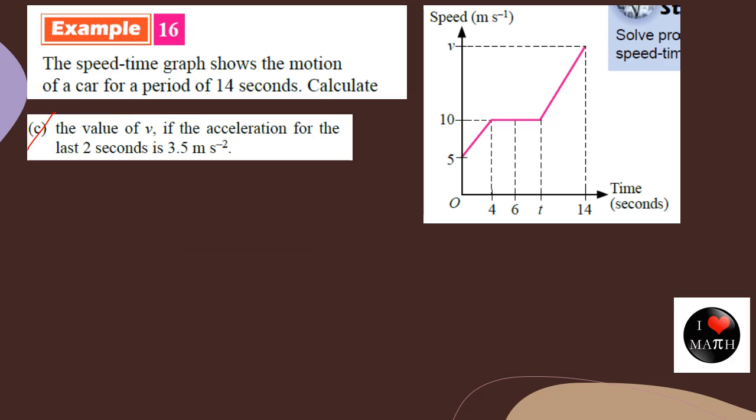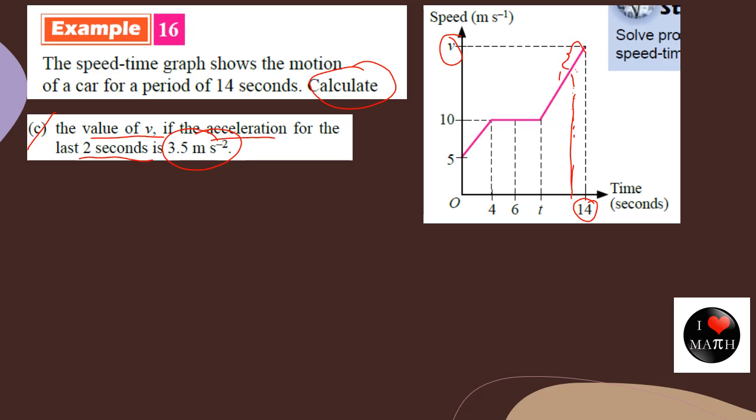Next for C, calculate the value of v. Where is the v? Here. If the acceleration for the last 2 seconds is 3.5 meter per second square. So where are the last 2 seconds? If this is 14, the last 2 seconds will be over there. So the graph will be here.